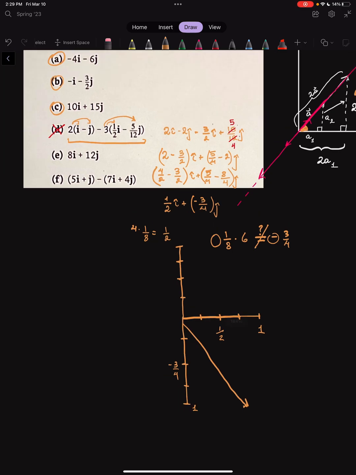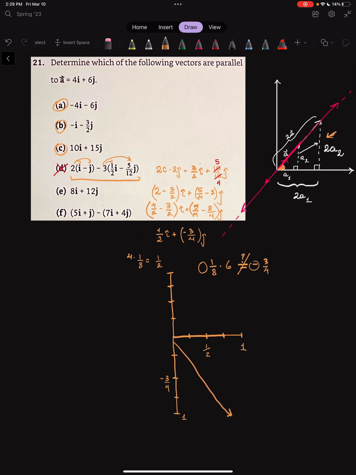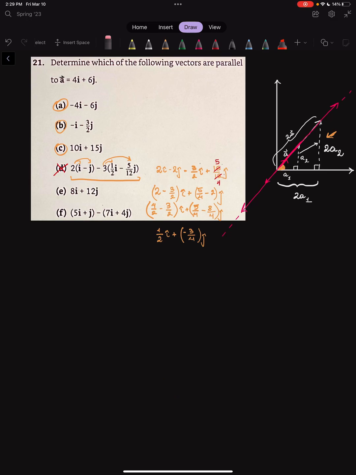Now remember, the other one, the original one, was a 4 and a 6. So it's not to scale, but it was pointing in this direction. You see that these are not parallel. So we're confident about that now.